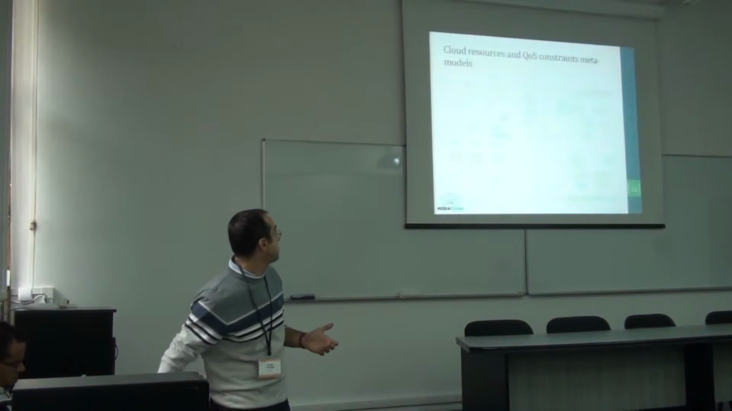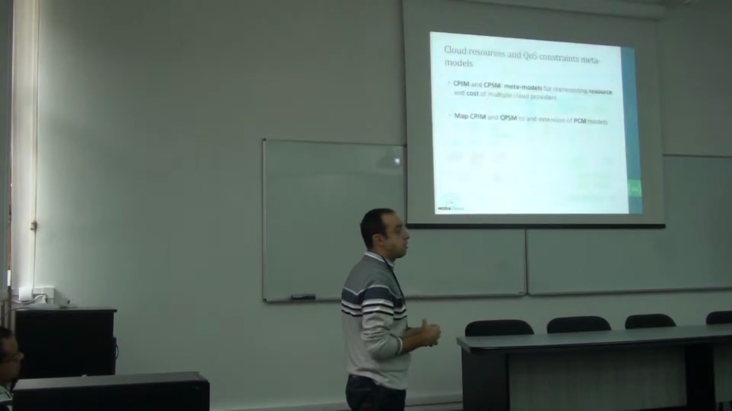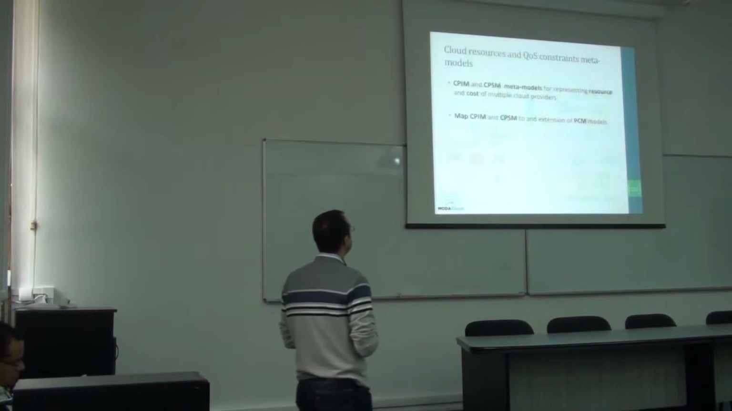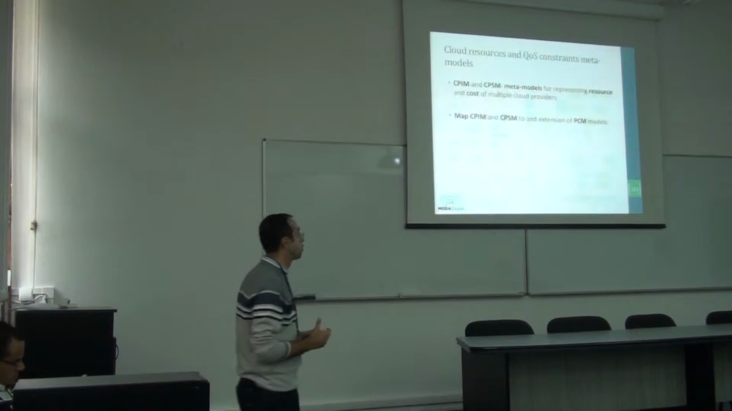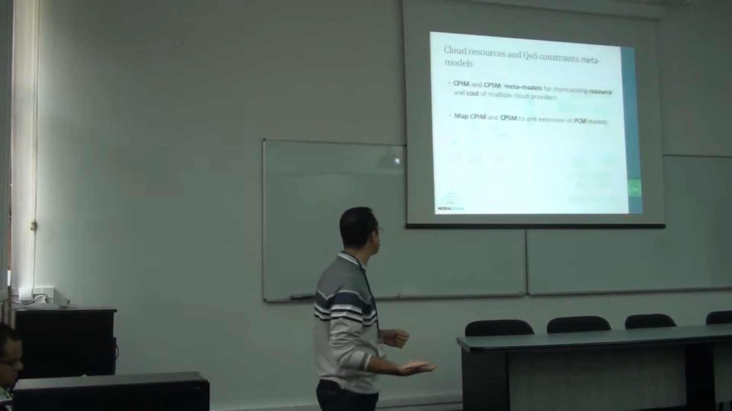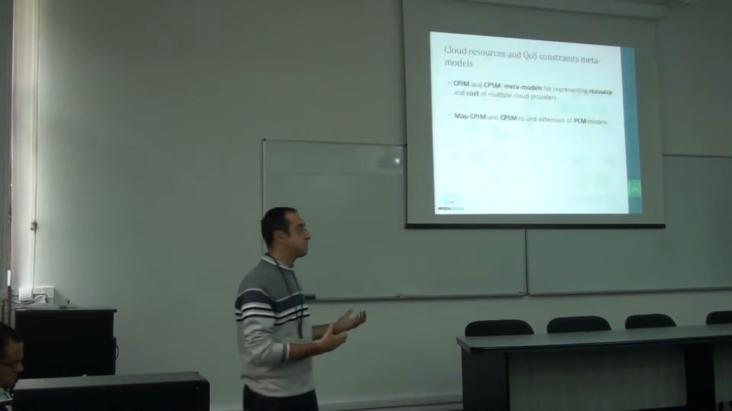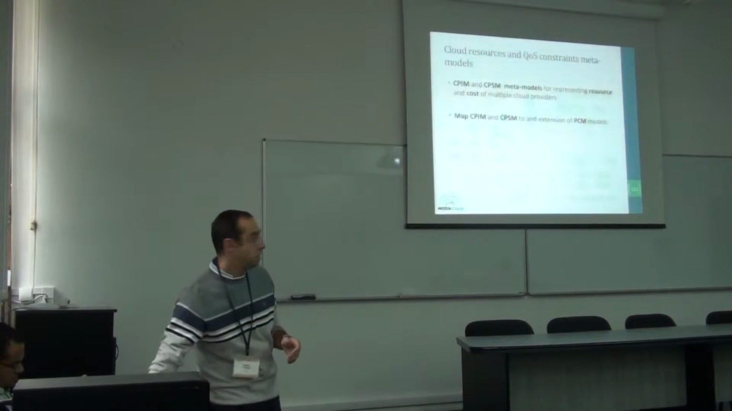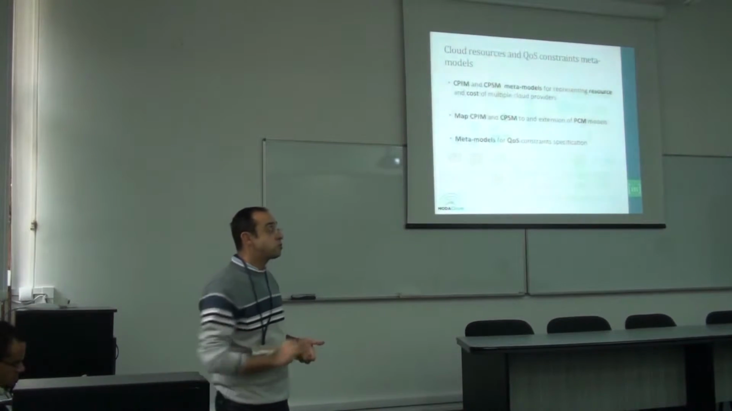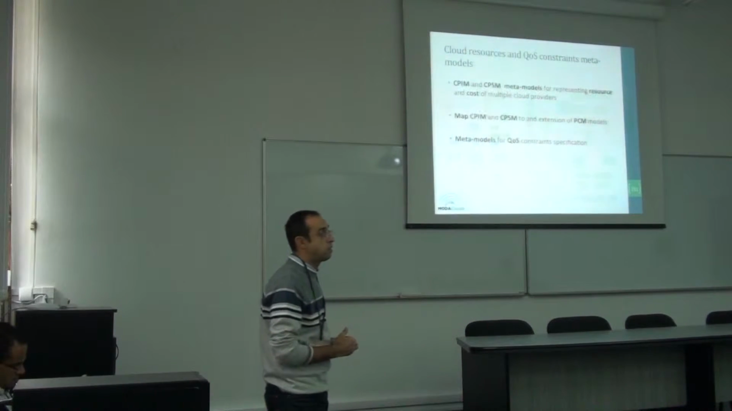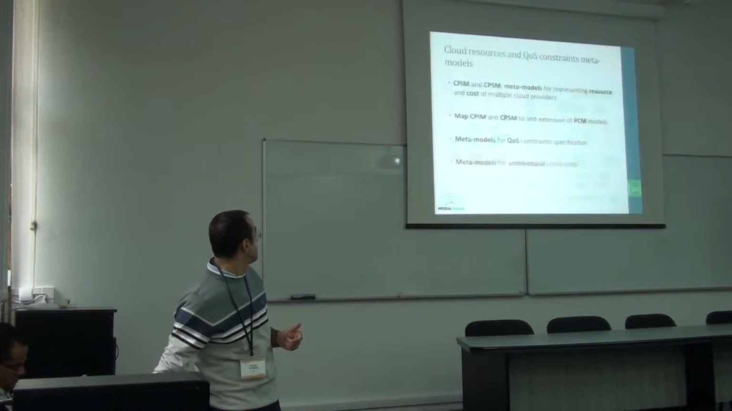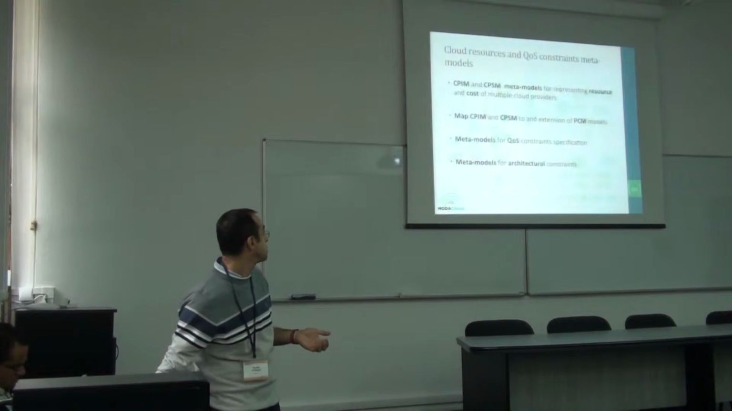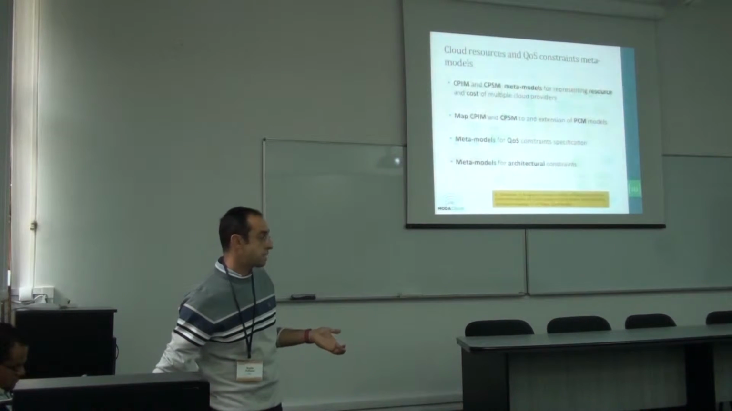Before entering into the technicalities, we also did some work at the modeling level, because we need to specify some CPIM and CPSM models for modeling the resources of cloud providers and their cost. Then we need to map these CPIM and CPSM models into our extension of Palladio performance models so that we can perform the analysis. We also need to specify models for quality of service constraints, and also for architectural constraints. I will not enter into the details of these metamodels. I will just provide some examples.